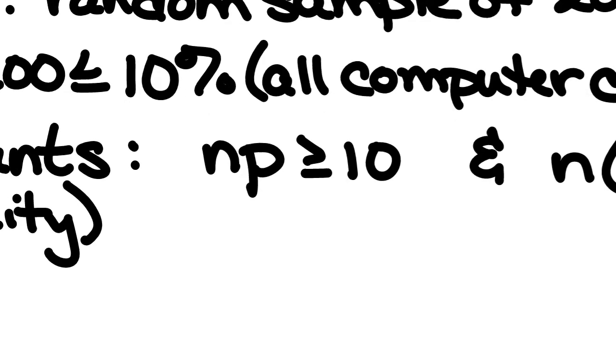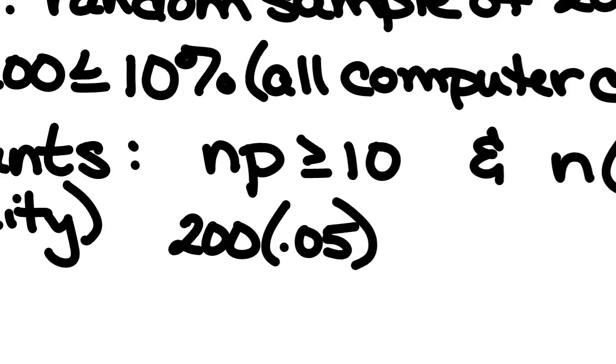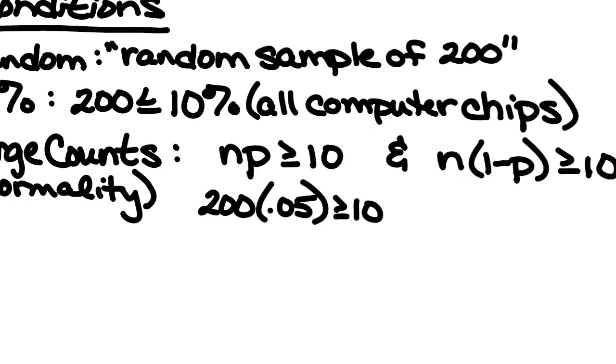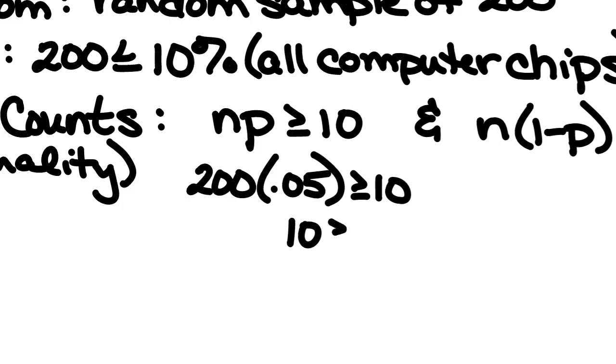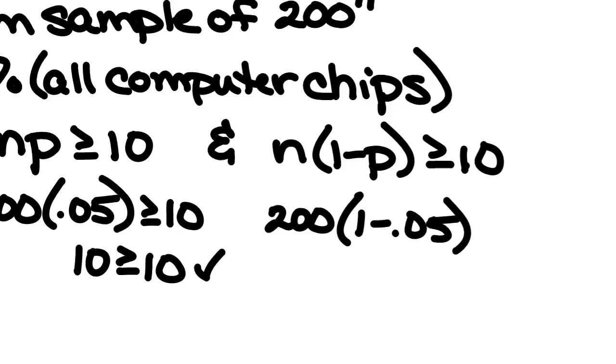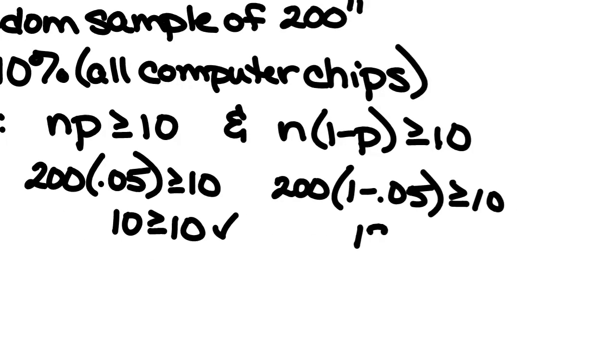So what do we multiply together for n times p? .05. Because remember, it said assume the true proportion is 0.05. What is 200 times 0.05? 10, exactly. So we meet that criteria. Barely, but we do. And then n times 1 minus p, so 200 times 1 minus 0.05. 190. Greater than or equal to 10, we are good there.